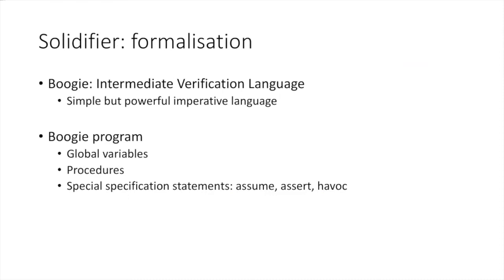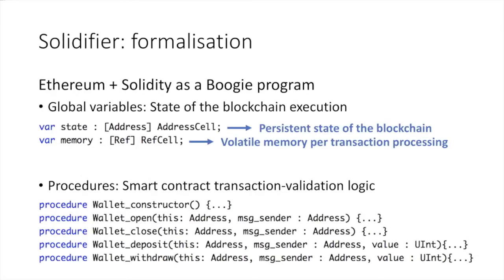With assume and assert, you can actually include some mathematical statements within your program at different program points that can constrain the state of the program, which is something very useful. And havoc can basically non-deterministically initialize variables. So those things are quite useful tools when you are formalizing or specifying the behavior of a programming language such as Solidity.